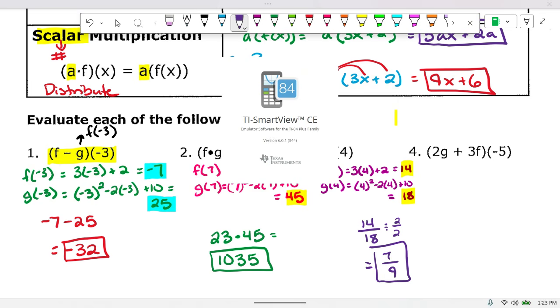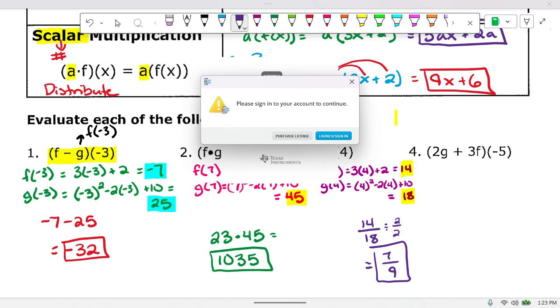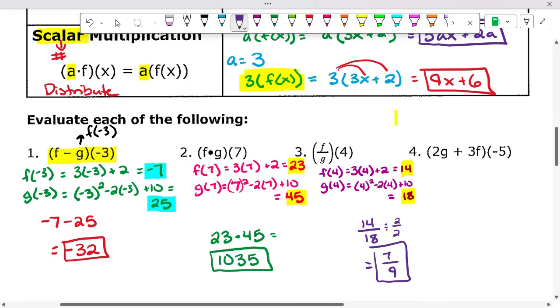So, I'll do it later. But essentially, all you do is you hit your math key, which is underneath the green alpha key, and then you just hit enter twice when you divide. So if I do 14 divided by 18, gives me a decimal. I'm going to hit math and then enter twice. And it gives me automatically the simplified fraction.